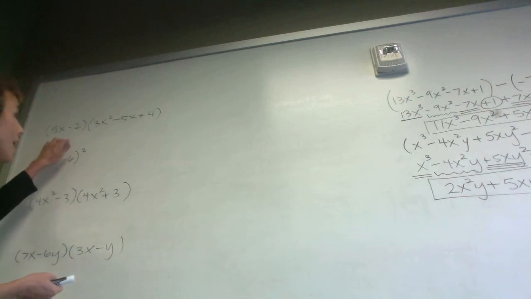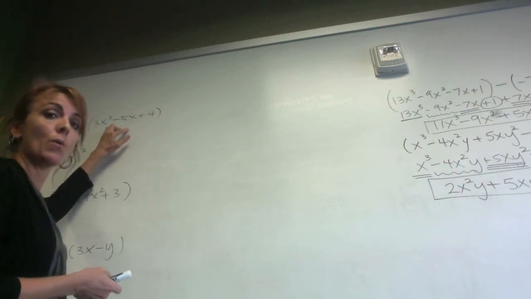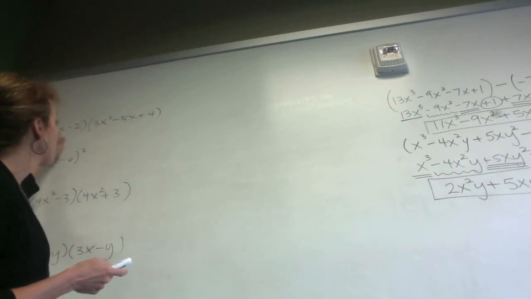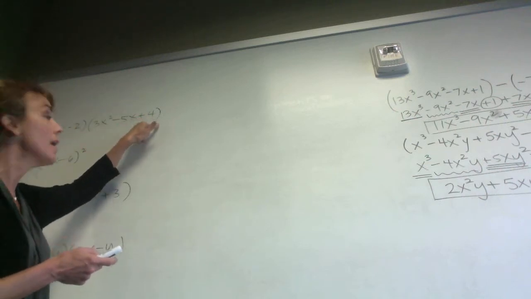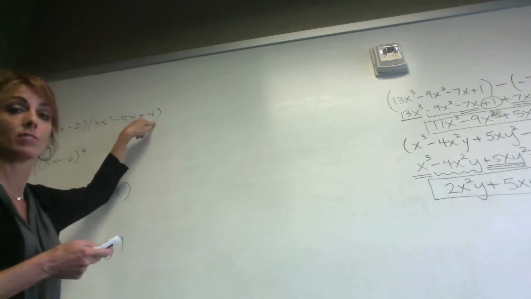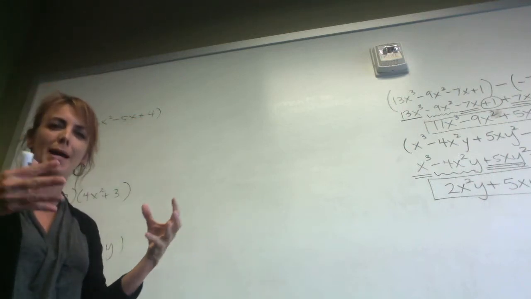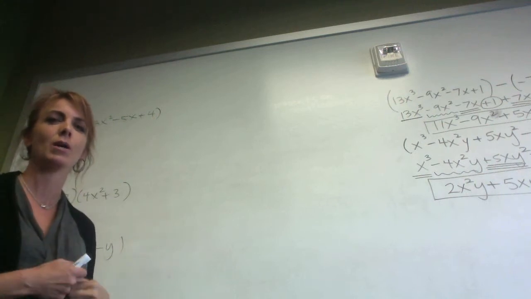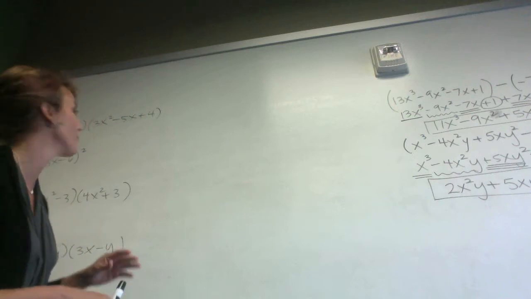So if we're looking at a binomial here, a two-term polynomial, and a trinomial right here, we're going to take the first term in the binomial and multiply it by each of these three. Then we're going to take the second term in the binomial and multiply it by each of these three. Then we'll have this long string of terms that we need to combine and simplify into a standard form version of a polynomial. So let's give it a whirl.